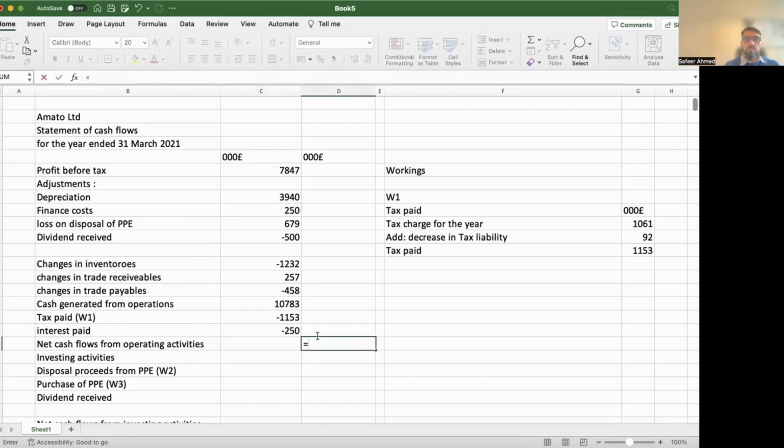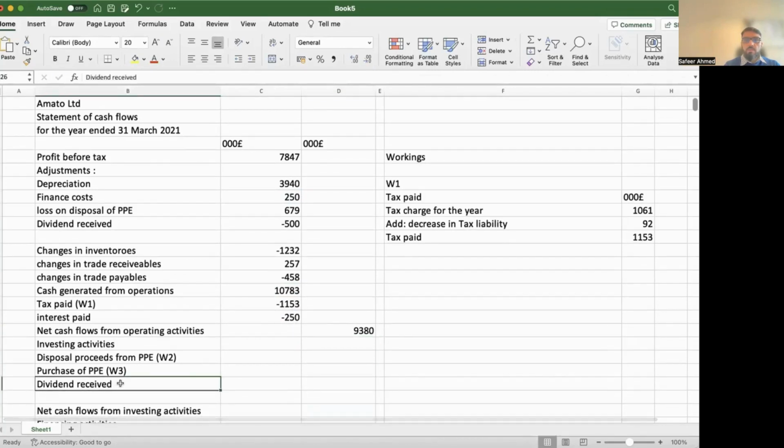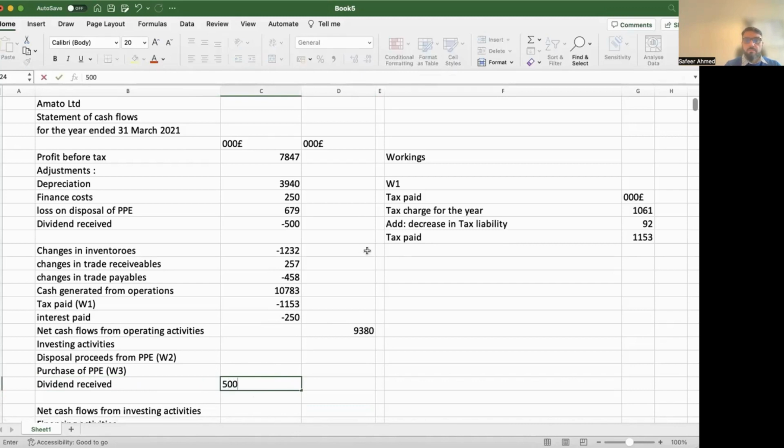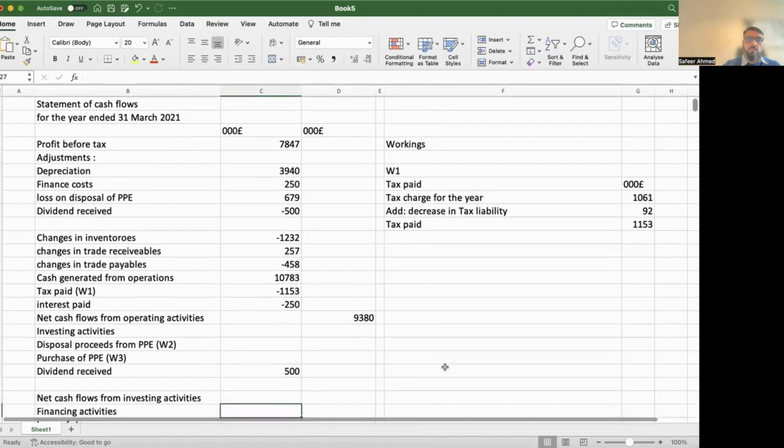So in other words, that half of your job is done. So we have determined the net cash flows from operating activities. Now, investing activities. One thing we know, dividend received, remember we deducted from operating activities because it was an investing activity. So we will be adding it here, which was 500. Remember, this is the one that we deducted. So we are placing it in the correct place, which is the investing activities.